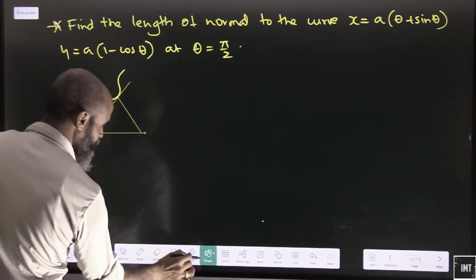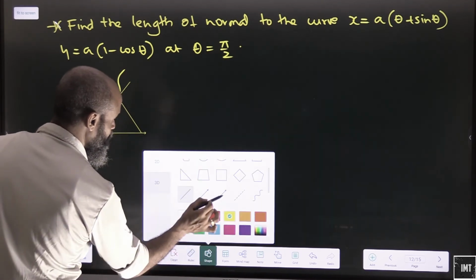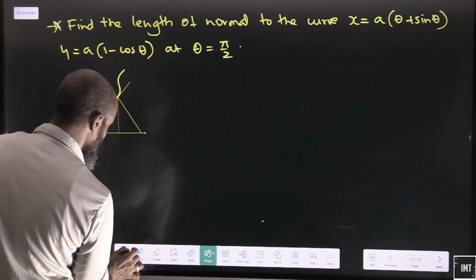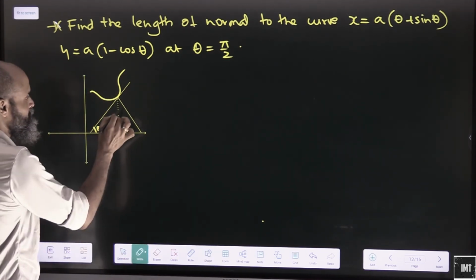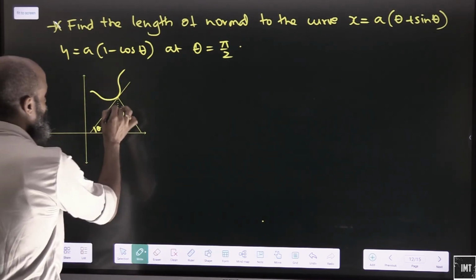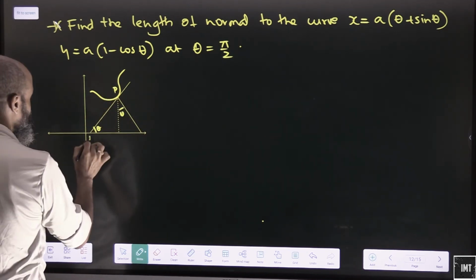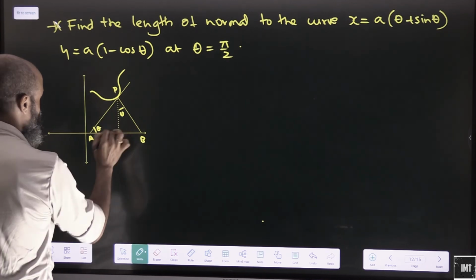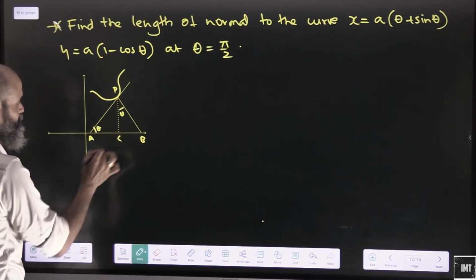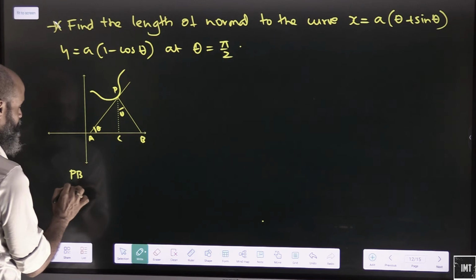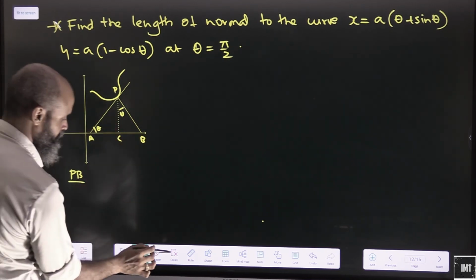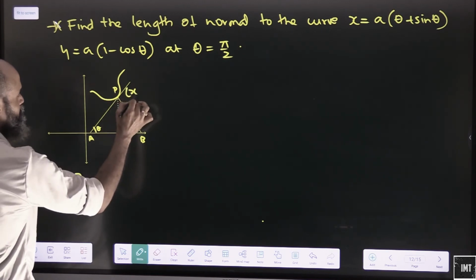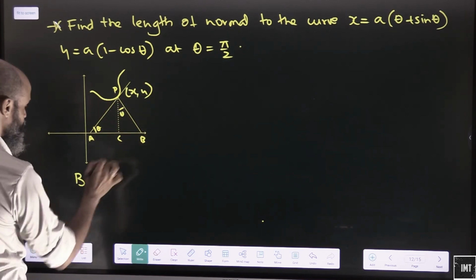For determining this value, we draw a normal here. As soon as we draw a normal here, this becomes theta, and this also becomes theta. Let's call the points P, B, and this one C. So the length of the normal means PB. So we have PB, or rather PC, and we have point P as (x, y).